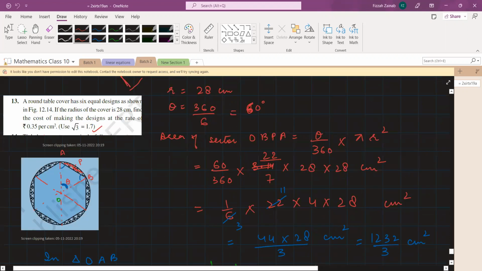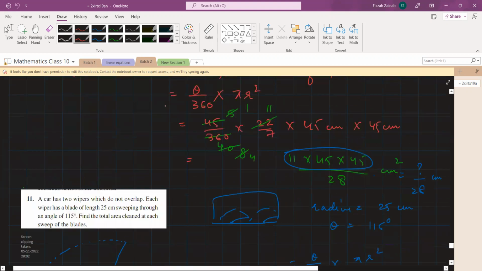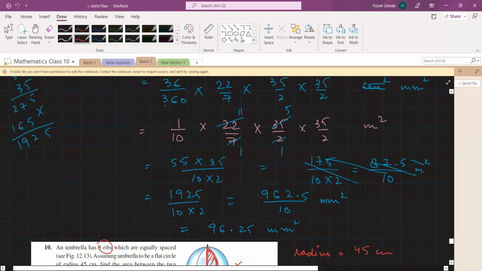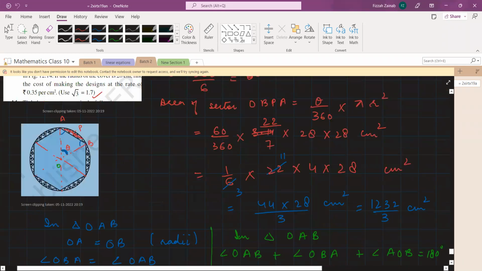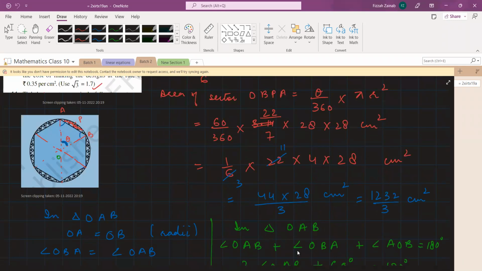So actually in the last class, we have finished this exercise number. What was the number? 12.2, right? Yes, 12.2 I have finished. So I'll start with 12.3 today.